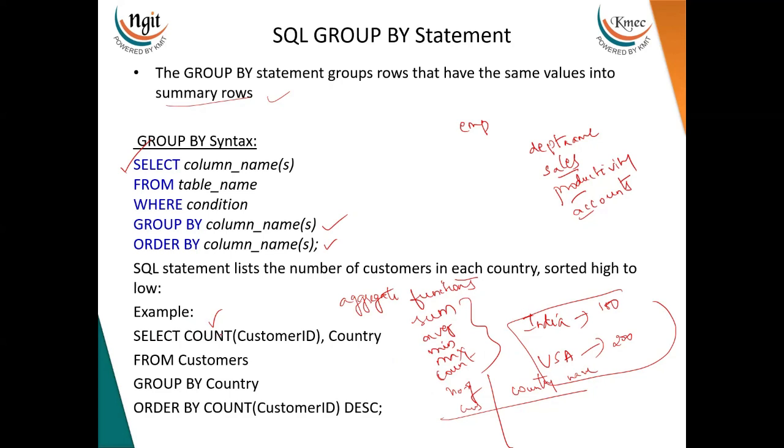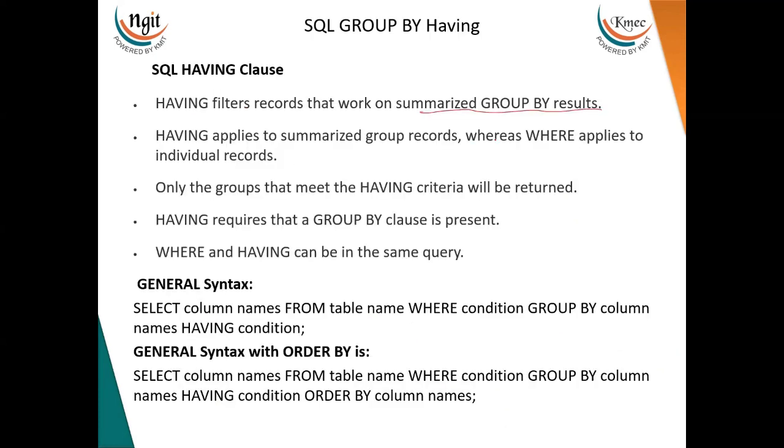Here, select the count of customer ID. When the count operation is used, it is going to count the number of customers that come under each country because we are grouping based upon the country here. And as you wanted to sort it from high to low, we will be using the order by clause when you are using group by. And if you want to apply some condition on the results that you obtain after using the group by clause, then we will be working with the having clause.